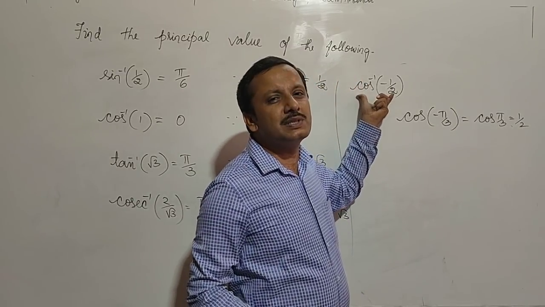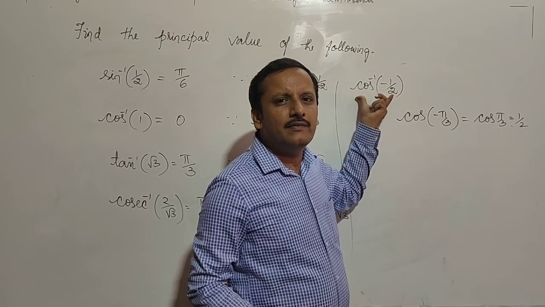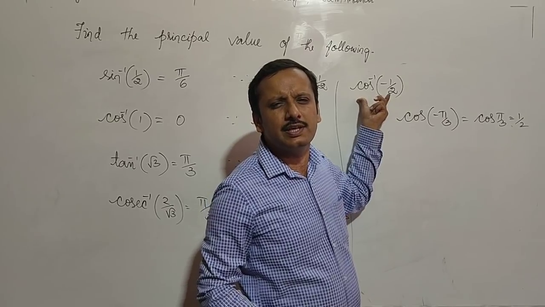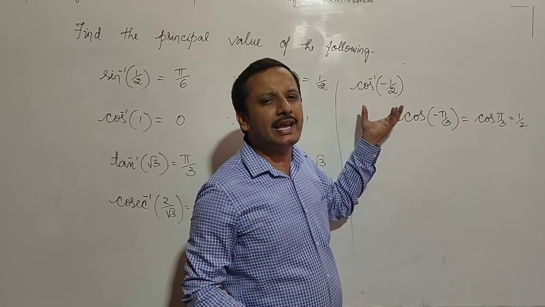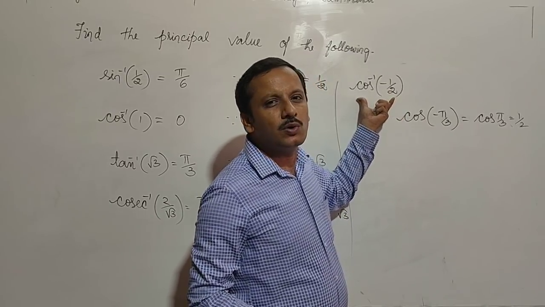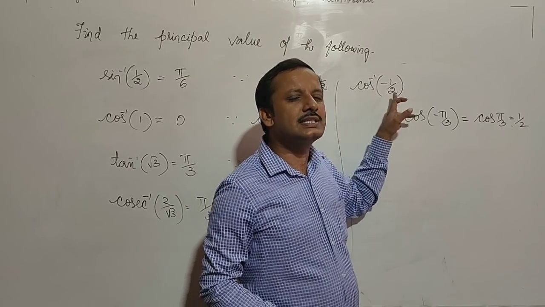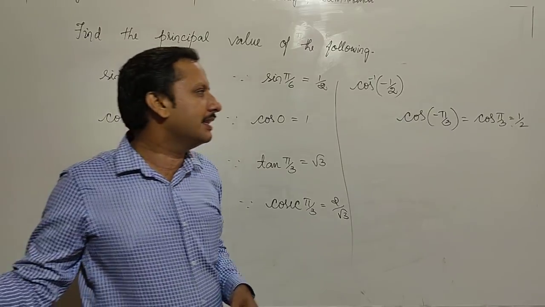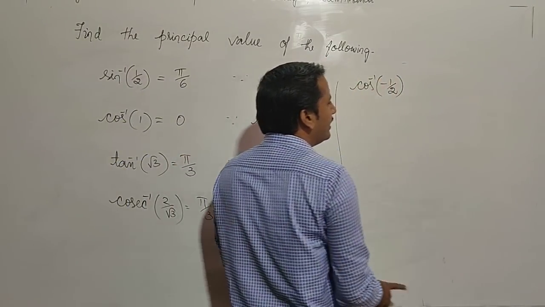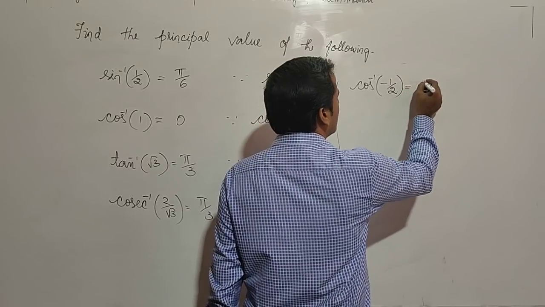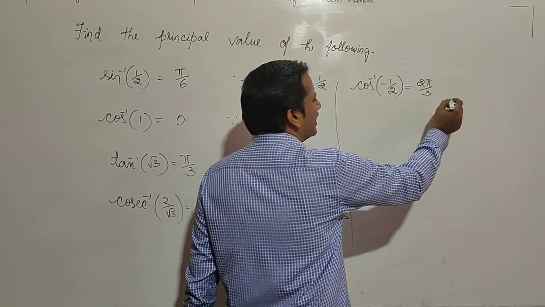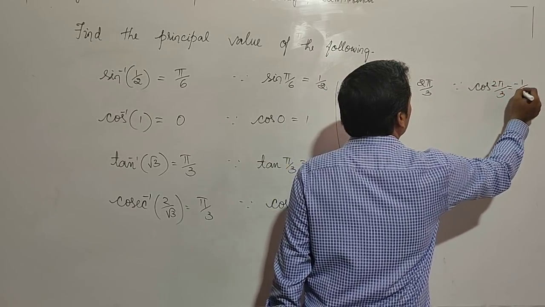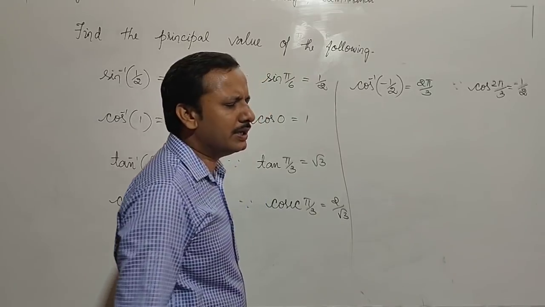So we want cos inverse of minus 1 by 2, and you know that the range of cos inverse x is the closed interval 0 to pi, so you have to find an angle in that interval 0 to pi such that cos theta is equal to minus 1 by 2. So what is that angle? That angle is 2 pi by 3. Cos inverse of minus 1 by 2 is equal to 2 pi by 3, since cos 2 pi by 3 is equal to minus 1 by 2.